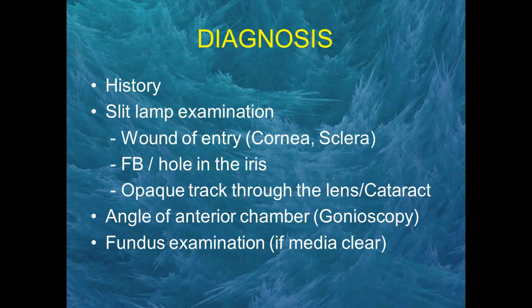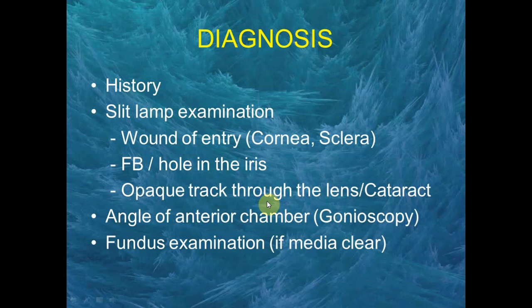Next, we need to examine the patient on a slit lamp. Look for the wound of entry. There will be a breach in the cornea and the sclera which we need to examine. If the foreign body has passed through the iris, then there might be a foreign body present in the iris, or it can go through it, and we see a small hole in the iris.